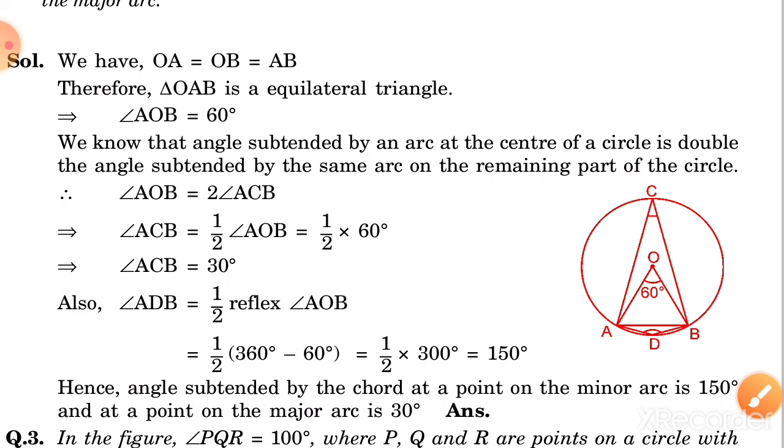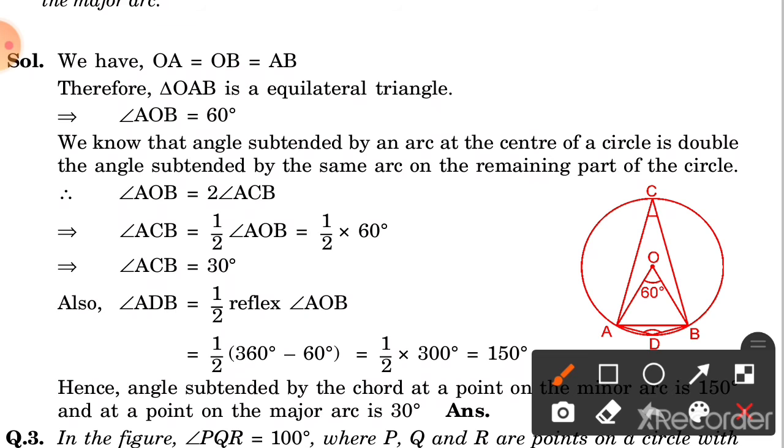As you see on the screen, I am drawing a diagram, the same as I explained earlier. So we have AB as a chord, center is O. Now from the diagram we can say OA is equal to OB is equal to AB, because the chord is equal to the radius of the circle that is given in the question. So we can say that triangle AOB is an equilateral triangle. In an equilateral triangle, this angle is 60 degrees.